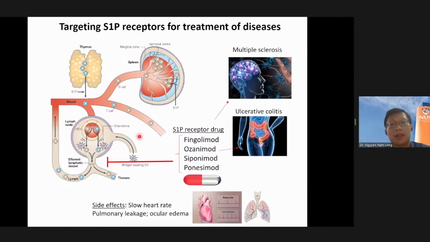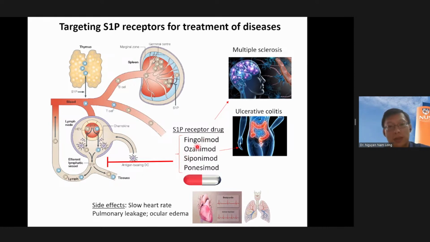By doing so, they cannot traffic to the target organs, for example, the brain. So this drug can prevent inflammation in the brain, in this case, like multiple sclerosis, or in the gut. Basically, these diseases are induced by reactive immune cells, and in this case, this drug can target the trafficking of immune cells to the inflamed site.